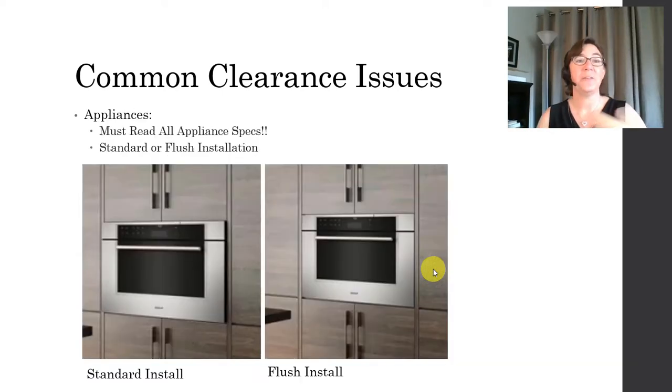So we've mentioned that you need to read your appliance specs. It's important that you select all of your appliances before your cabinet design is fully specified. And one reason for that is that your appliances are installed inside your cabinets. And there are 2 ways to do this, especially for your wall ovens like this one. There's a standard installation and a flush installation.